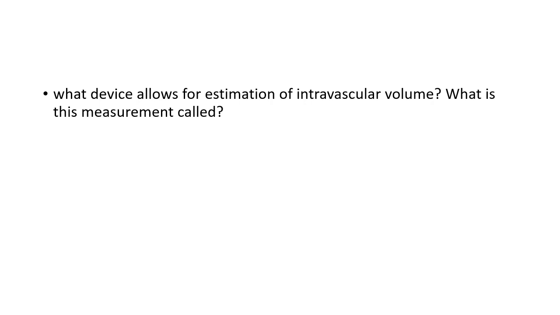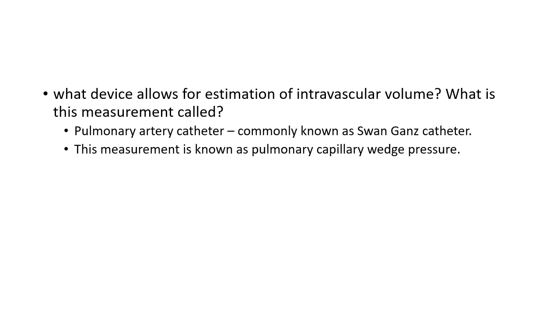What device allows for an estimation of intravascular volume, and what is this measurement called? The device is a pulmonary artery catheter, commonly known as a Swan-Ganz catheter. This measurement is known as pulmonary capillary wedge pressure.